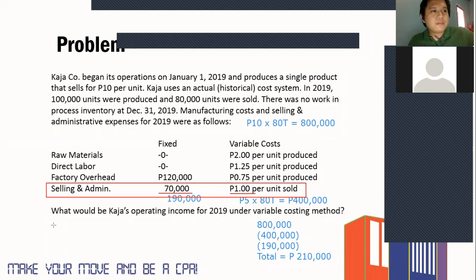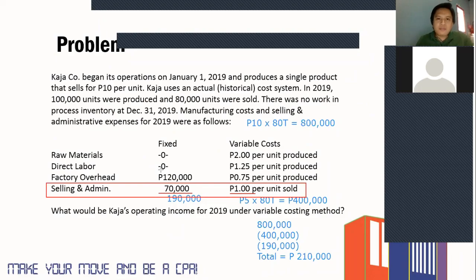However, what will change is the recognition of the factory overhead. If you see the procedure, what we did in this problem under variable costing, we recognized the total amount of 120,000 already, for the whole period, regardless kung 80,000 lang yung nabenta. Ang kinonsider natin, the fixed factory overhead is 120,000.